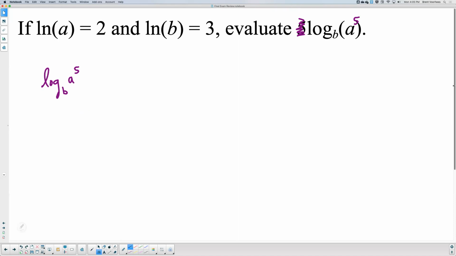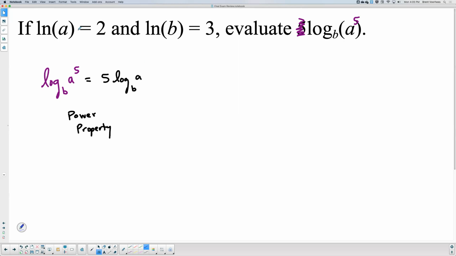And I can first off do a power property and say that is 5 log BA, which is exactly what we started with before I changed that. But I just did that so I could write down another property. That was the power property.